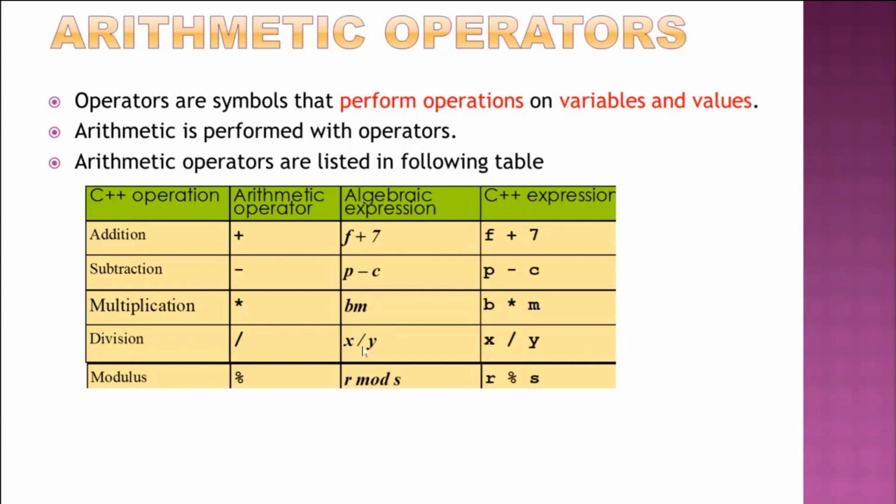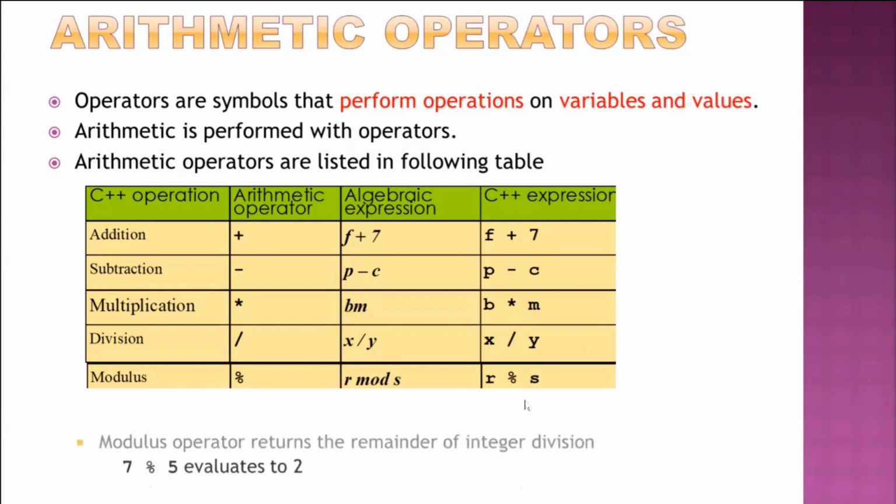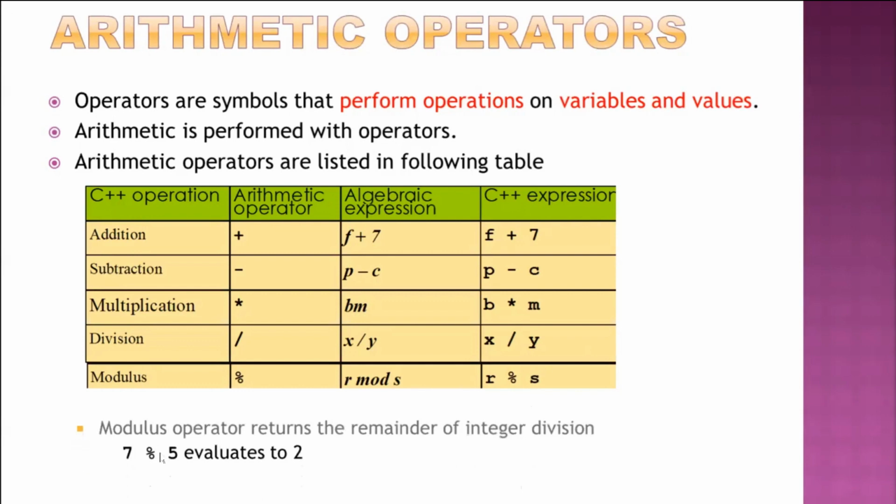Then for the case of division, you write the same as you write in the algebraic expression, and for mod you write the percentage sign. The modulus gives you the remainder of the integer division. And the slash sign used in division gives you the quotient.